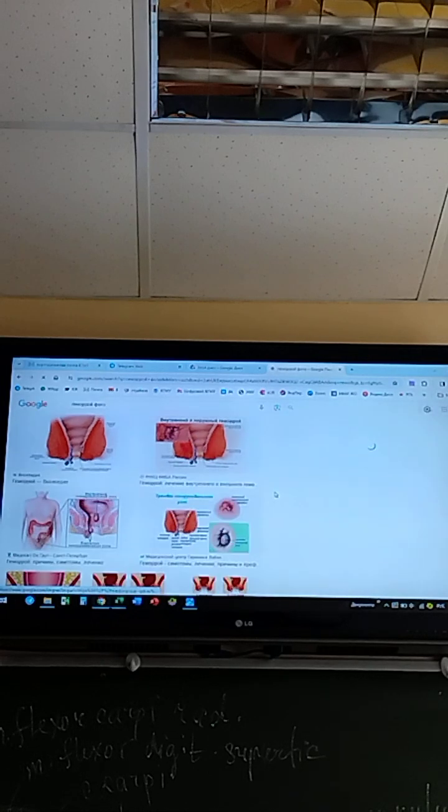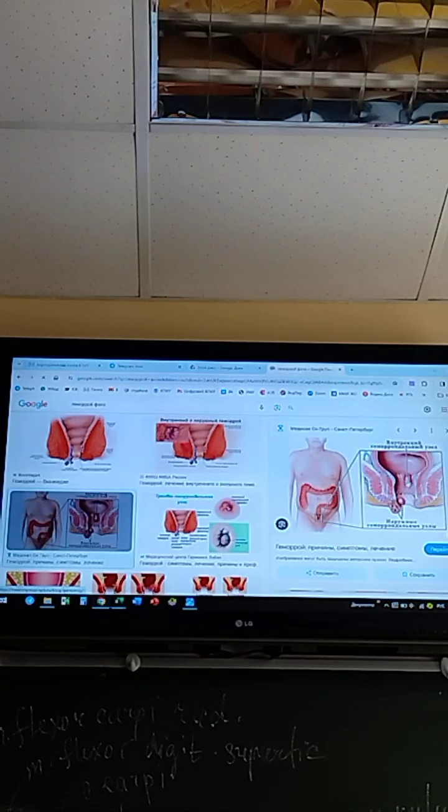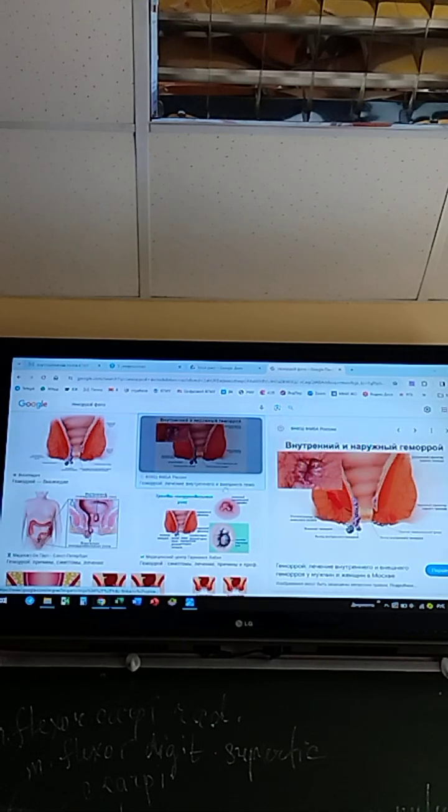Internal hemorrhoids, internal and external nodes. You can see the prolapse, varicose dilated nodes, veins, nodes outside.